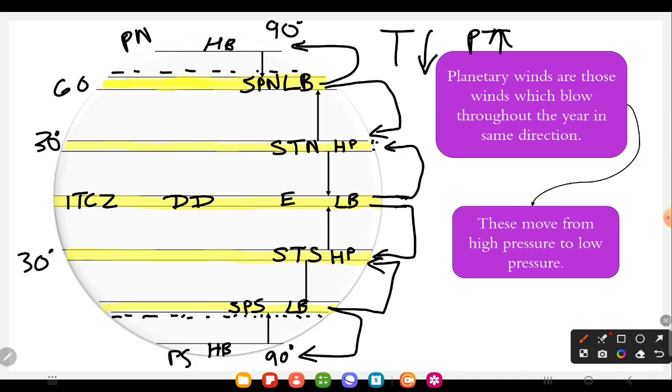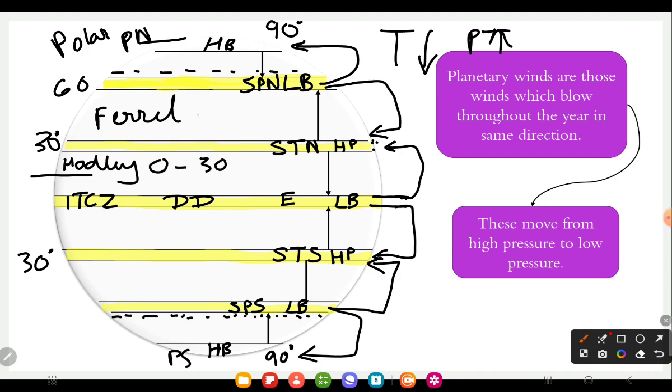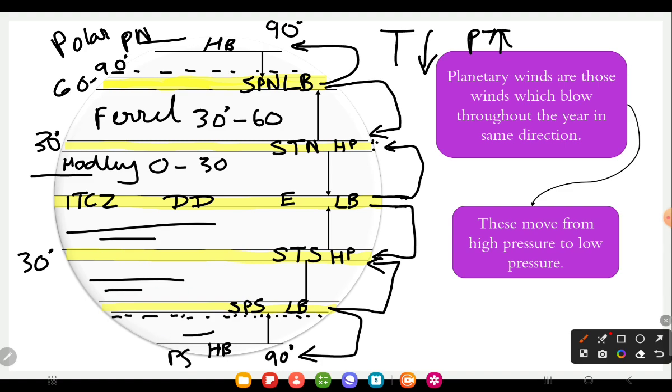And now this is known as the Hadley cell, this one is known as the Ferrel cell, and this one is known as the polar cell. The range of the Hadley cell is 0 to 30 degrees, of the Ferrel cell 30 degrees to 60 degrees, and of the polar cell 60 degrees to 90 degrees. And same in the south also. This is the Hadley cell, this is the Ferrel cell, and this is the polar cell.